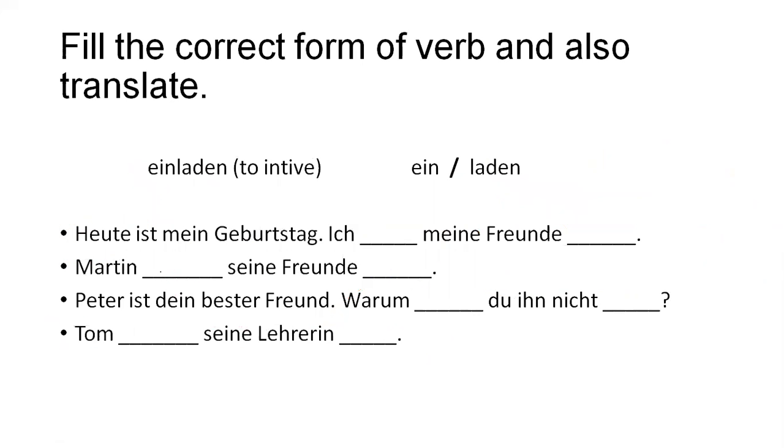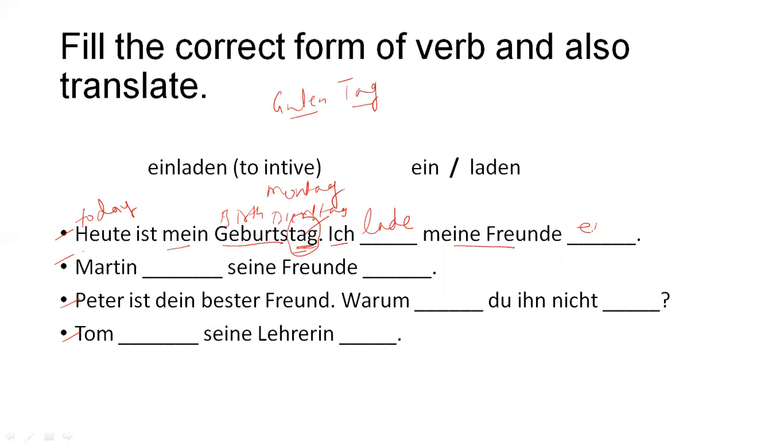Similarly, here I have prepared four sentences for you. Heute is today. Heute ist mein Geburtstag. Tag, you must have heard this word Tag, like Montag, Dienstag. So, what is Tag? Tag is day. You must have heard the word Guten Tag, that means good day. So, heute ist mein Geburtstag, birthday. Geburt is birth. And you already know the meaning of Tag. So, heute ist mein Geburtstag. Ich meine Freunde. So, today is my birthday. I invite my friends. So, I shall write lade here. Ich lade meine Freunde ein.